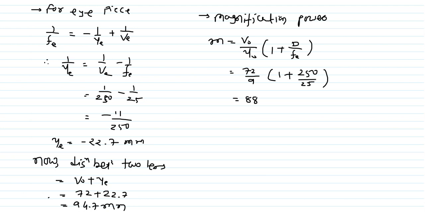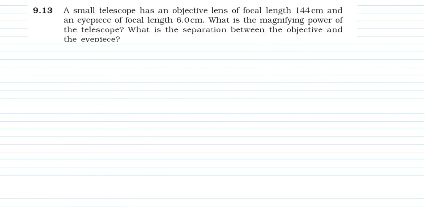Next number: a small telescope has an objective lens of focal length 144 centimeter.